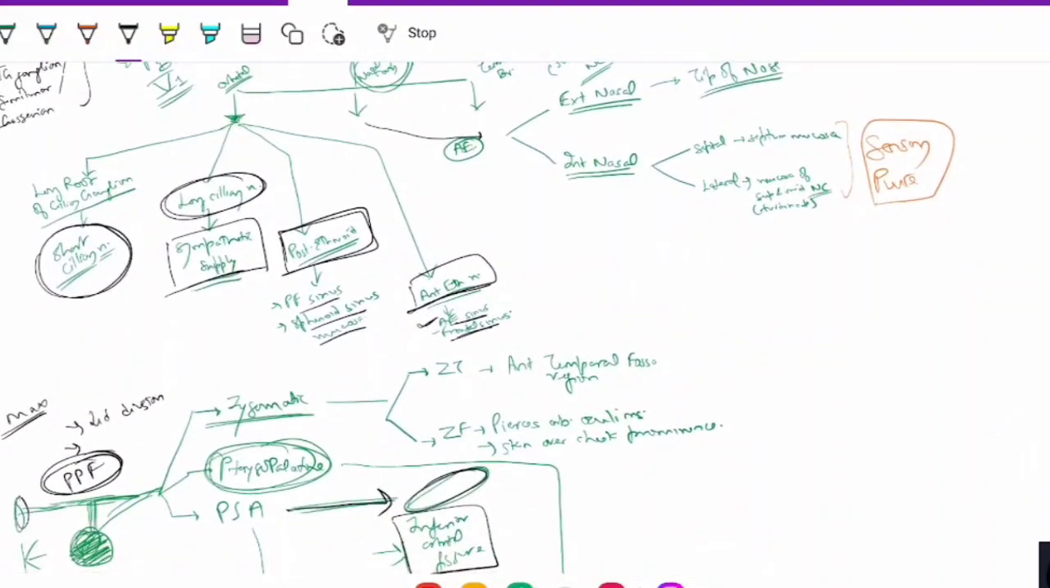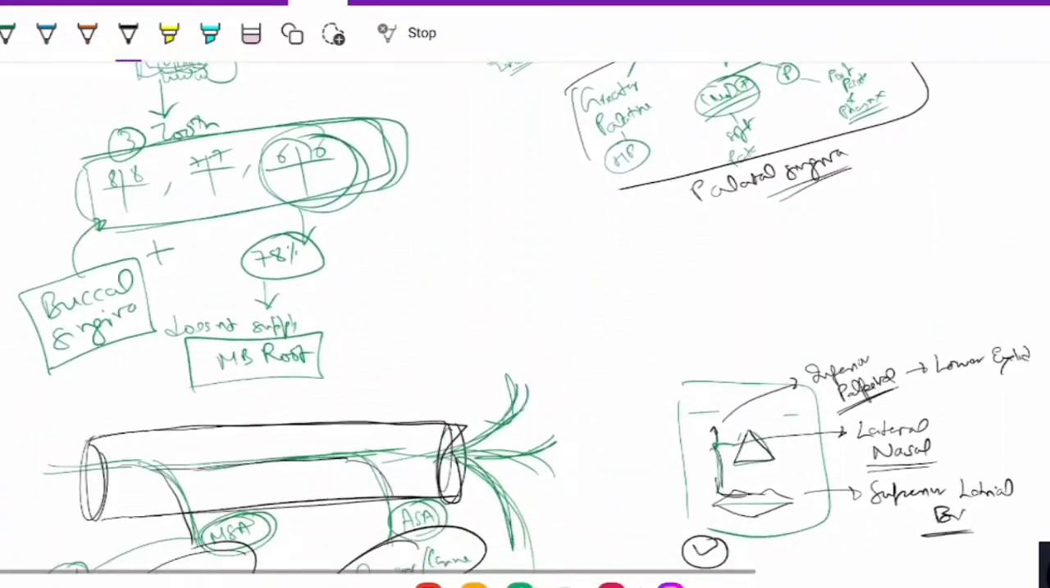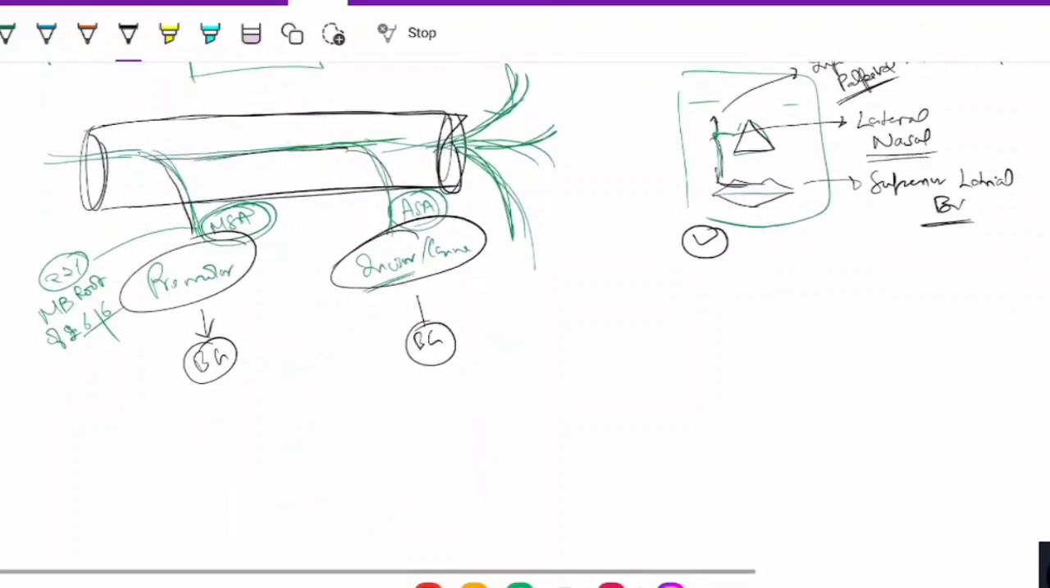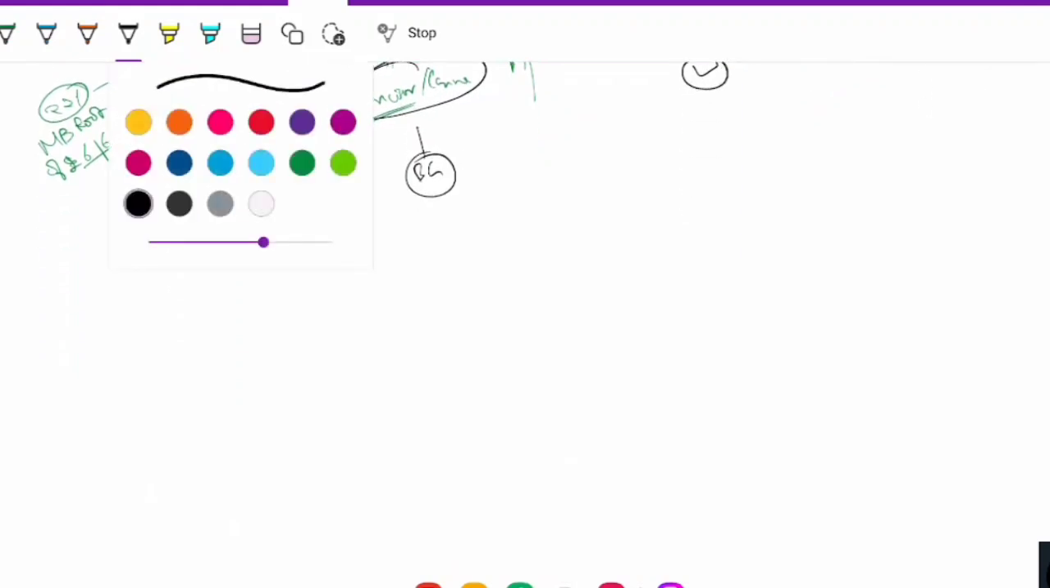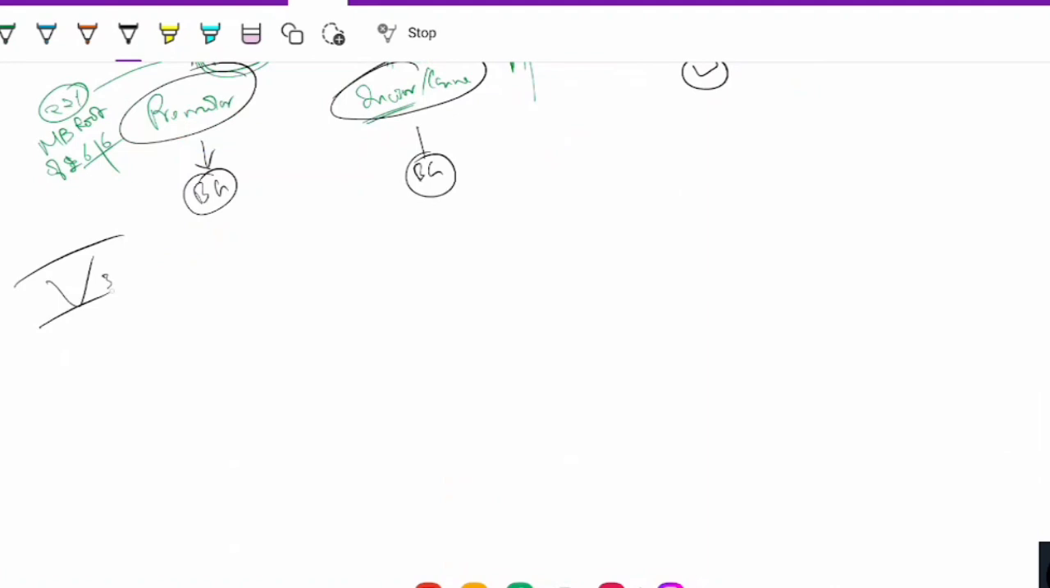Now last but not the least, we will be talking about the mandibular division. Now mandibular division, first of all, is the largest. It does not go through the cavernous sinus. It exits the skull through something known as foramen ovale.